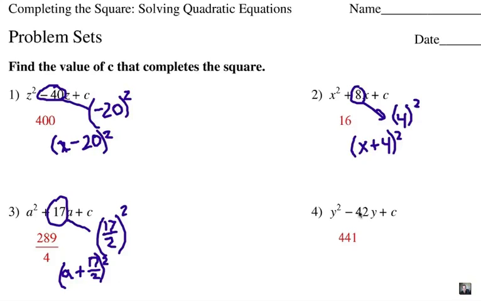All right, number 4, what's half of negative 42? Negative 21. Then when you square it, that gives you positive 441. Now if that was in place of c right there, we'd have a perfect square trinomial, and so we would be able to write it as a squared binomial, which would be y minus 21 squared. All right, so being able to find that third term is called completing the square. That gets us started with this video series. Now we're going to move into being able to do this while solving quadratic equations.